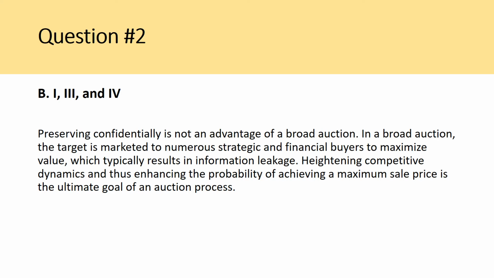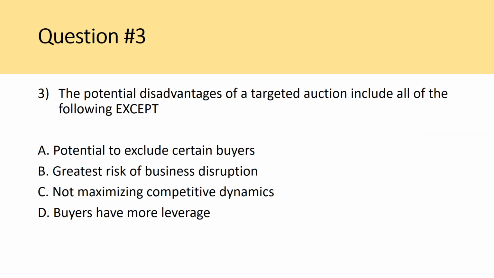In a broad auction, the target is marketed to numerous strategic and financial buyers to maximize value, which typically results in information leakage, heightening competitive dynamics, and thus enhancing the probability of achieving a maximum sale price, which is the ultimate goal of an auction process. Question 3.